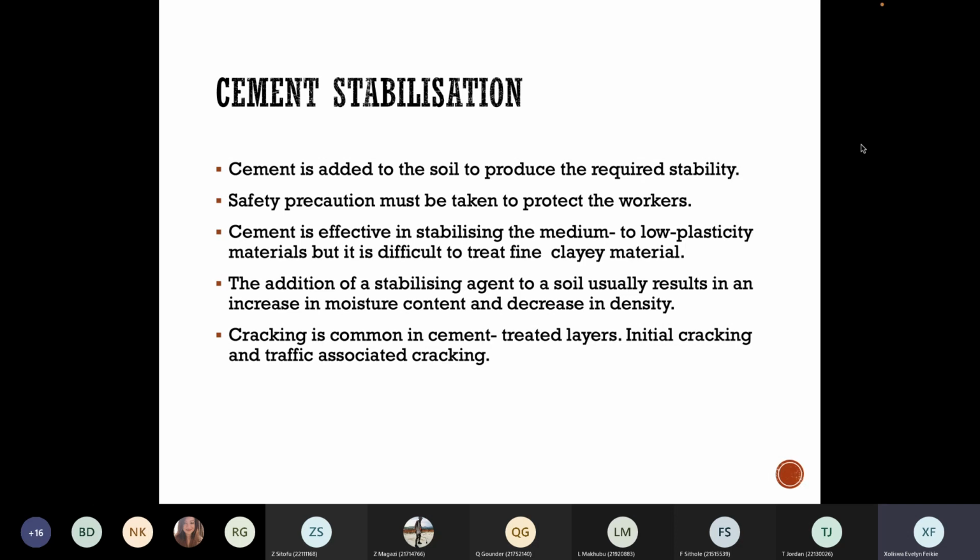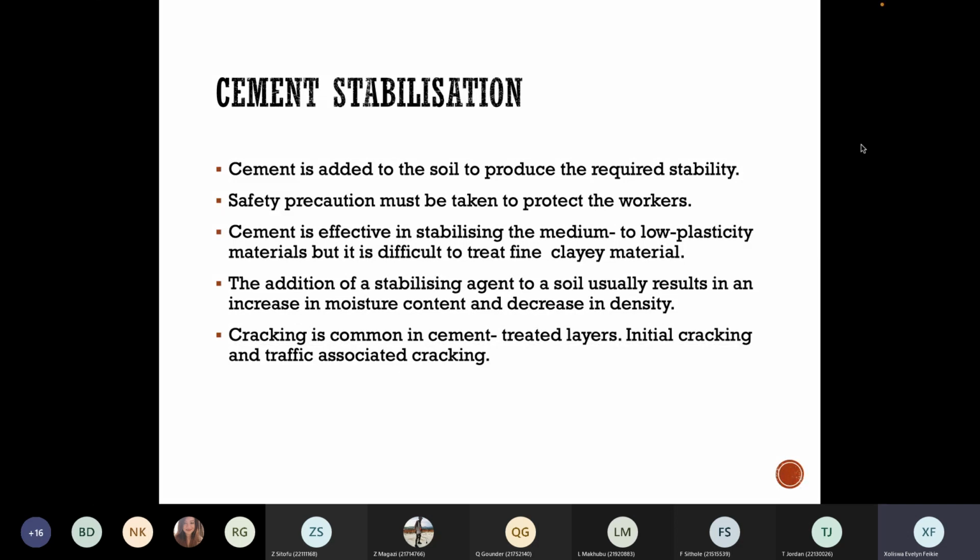When we're doing cubes in the lab, you will realize that we do the cubes today. Tomorrow morning, the following day, we take the cubes and we place them in water. Why are we doing that? Because cement in its green state. What is the green state? It's a state whereby cement is still trying to set, right?